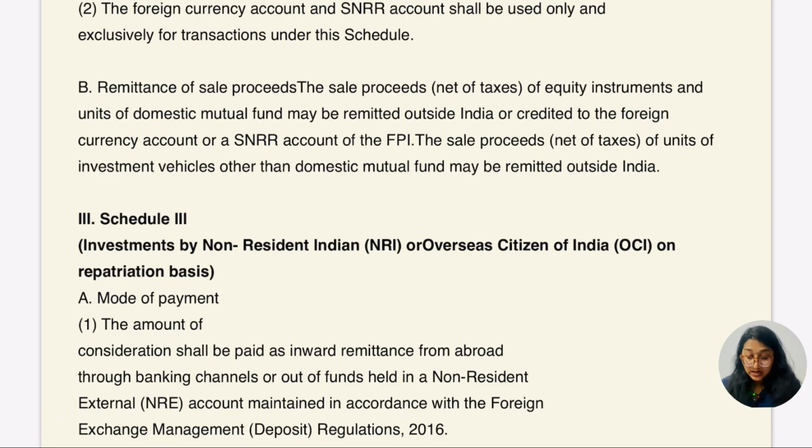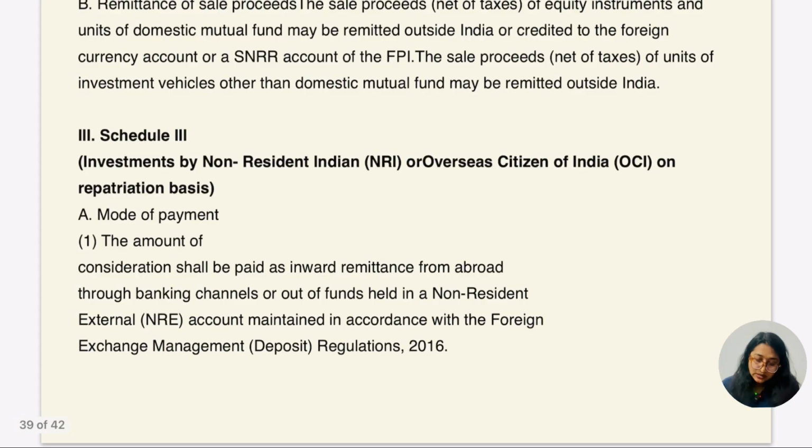may be remitted outside India or credited to the foreign currency account or the SNRR account of the FPI. The sale proceeds, net of tax, of units of an investment vehicle other than a domestic mutual fund may be remitted outside India. I have understood this much. Then the third speaks about the schedule.